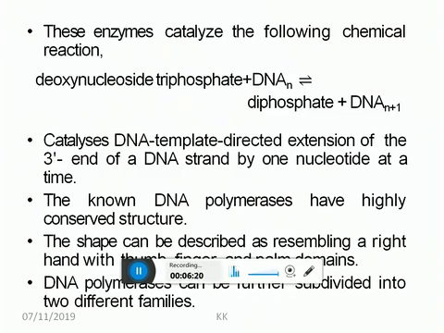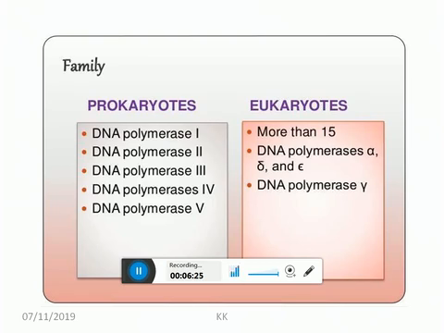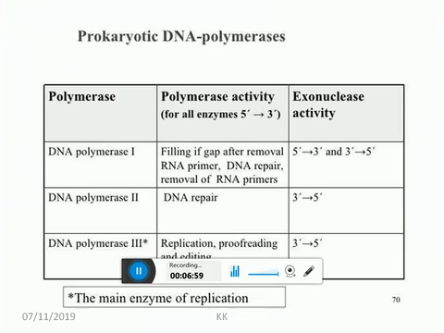DNA polymerases can be subdivided into different families. The families are prokaryotic and eukaryotic, and the DNA polymerases differ between eukaryotes and prokaryotes. There are DNA polymerase 1, 2, 3, 4 and 5. In eukaryotes, there are more than 15 DNA polymerases. DNA polymerase alpha, delta and gamma are written here. Then DNA polymerase epsilon is also in the eukaryotes. These are the families of eukaryotes.